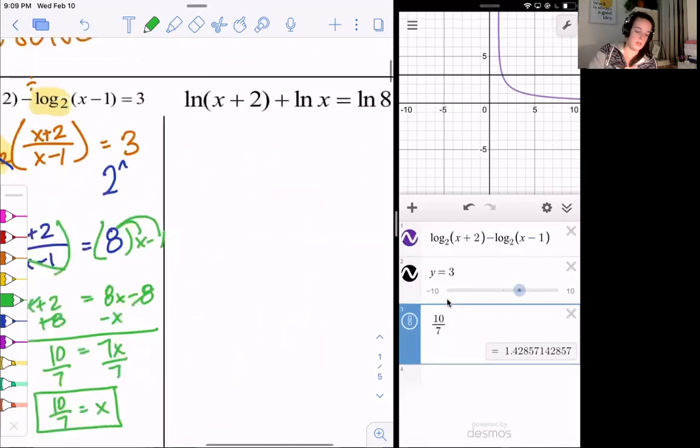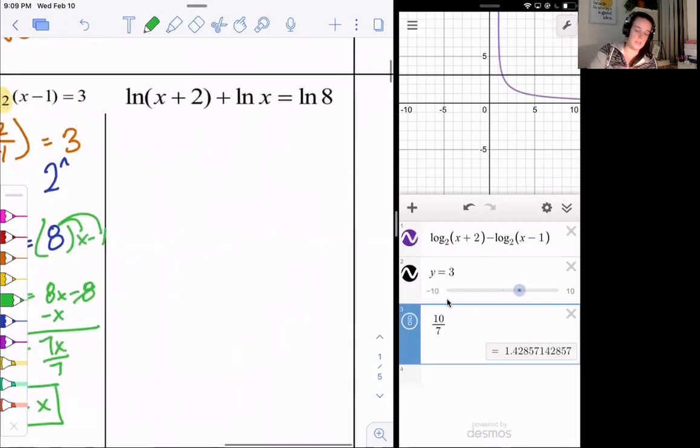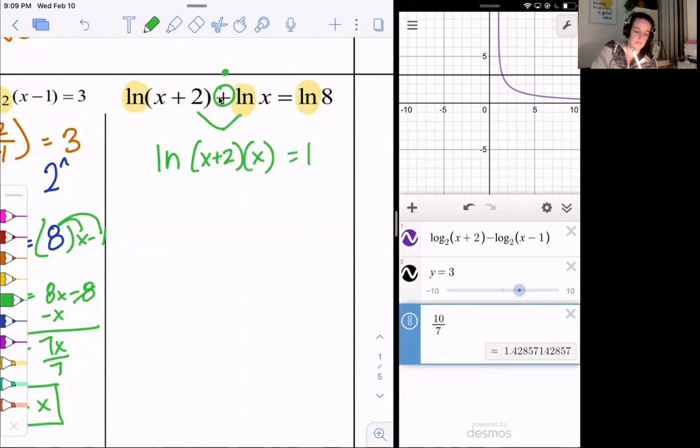Cool. Let's try one more here. So we notice that I have a natural log, a natural log, and a natural log. So I am trying to combine these into one log. So I have the natural log, and I see that it's addition. So I know that addition is going to be multiplication. So (x plus 2) times x equals the natural log of 8.